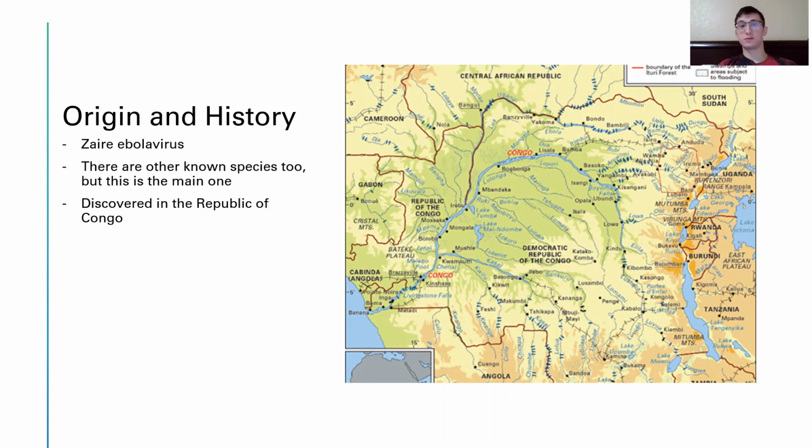Scientists do not know the exact origin story of EBD, but they believe it is animal-borne based on similar viruses, with bats or non-human primates being the most likely source. Infected animals carrying the virus can transmit it to other animals, like apes, monkeys, and humans. There are some other known species of EBD, but scientists do not know if it is able to infect humans or not.